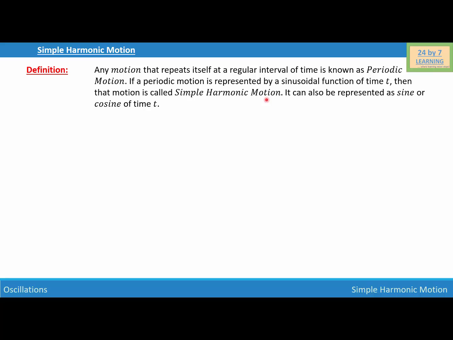In other words, we can say that if a periodic motion is a simple harmonic motion, then we use the function of sine and cosine, or I should say the graph of sine and cosine, to represent the simple harmonic motion. The equation of the wave is given as y(x,t) = A sin(kx - ωt + φ), and this is basically the standard equation for a simple harmonic motion.